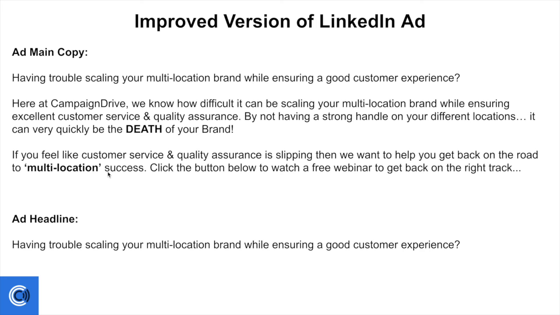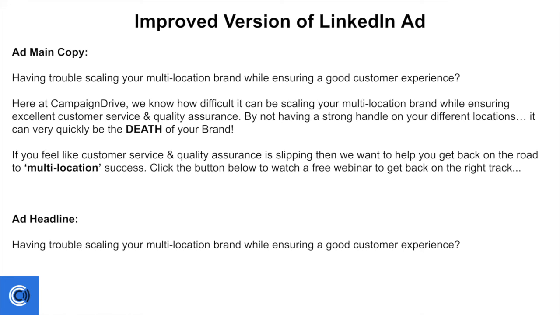And then we're offering a first step to solve this problem. We're not blabbering on about all our different features and benefits and blah blah blah. We're not saying everything. We're just saying, look, if you want to take the first step to getting back on the right track, then click the button below and watch our free webinar. We're not saying we've got the best software and we've got dynamic locations and we've got all these features and blah blah blah, because people get bored.